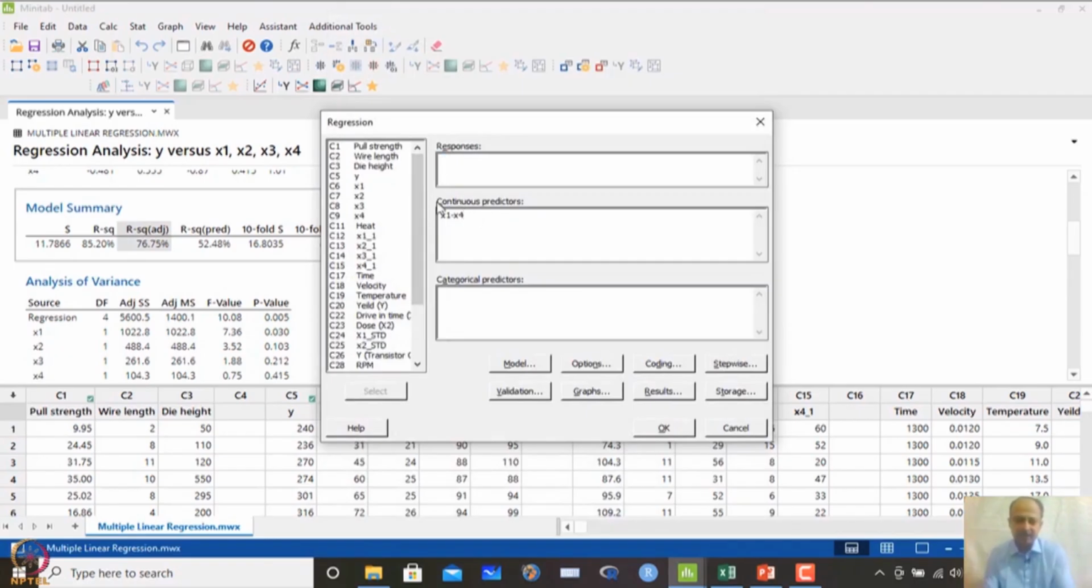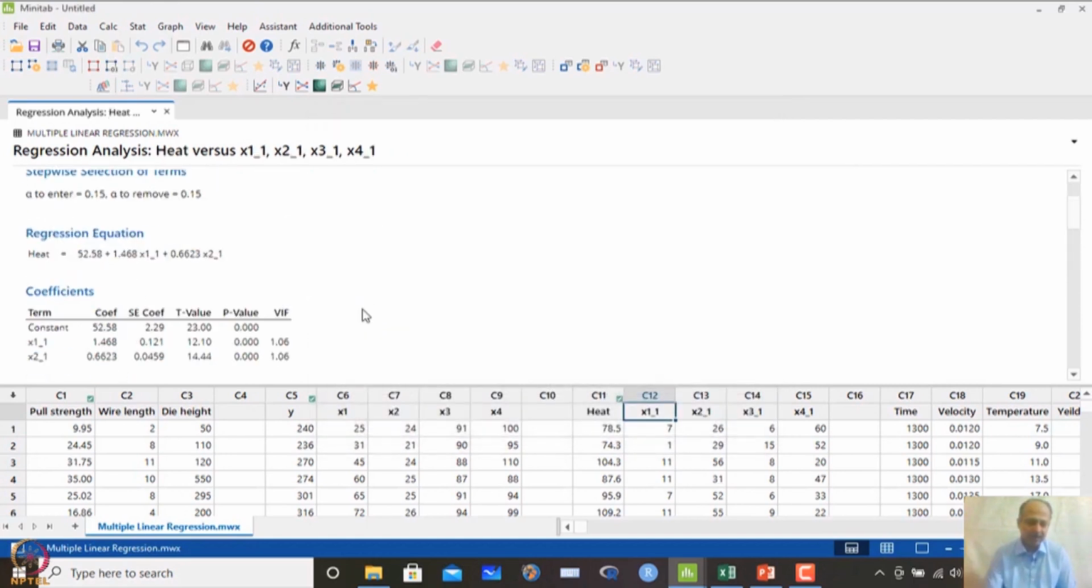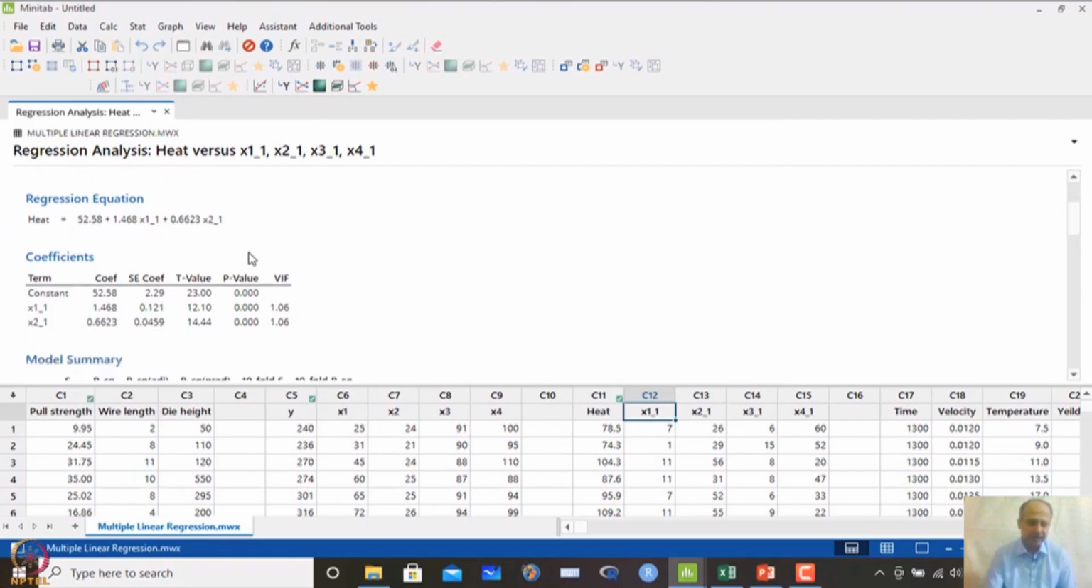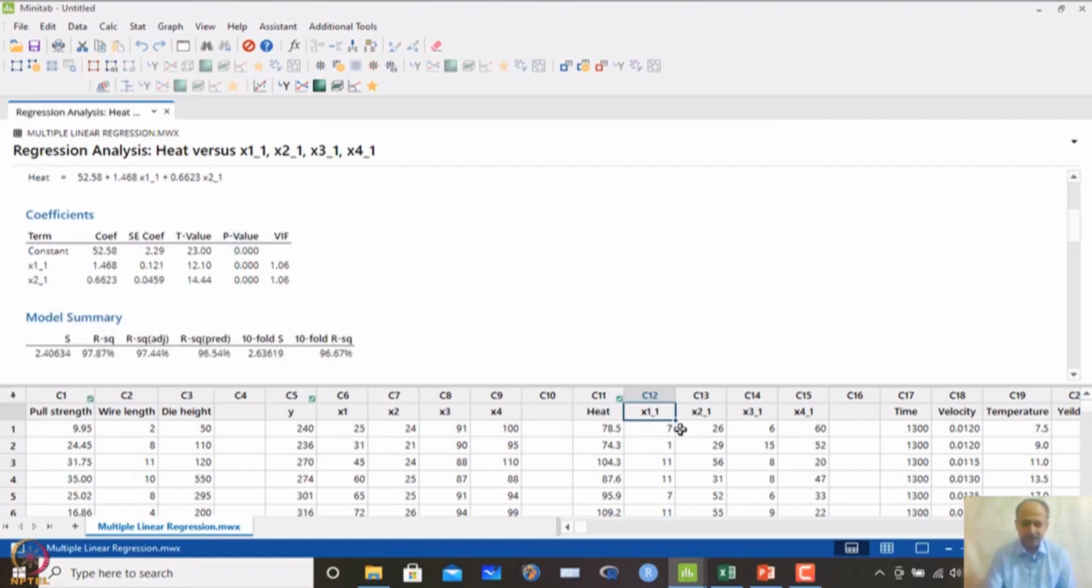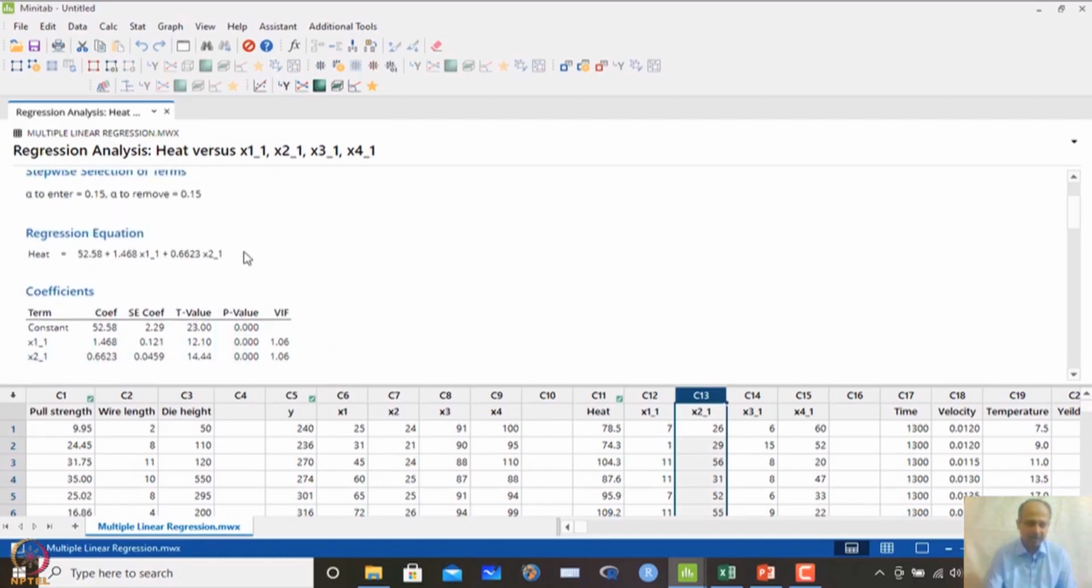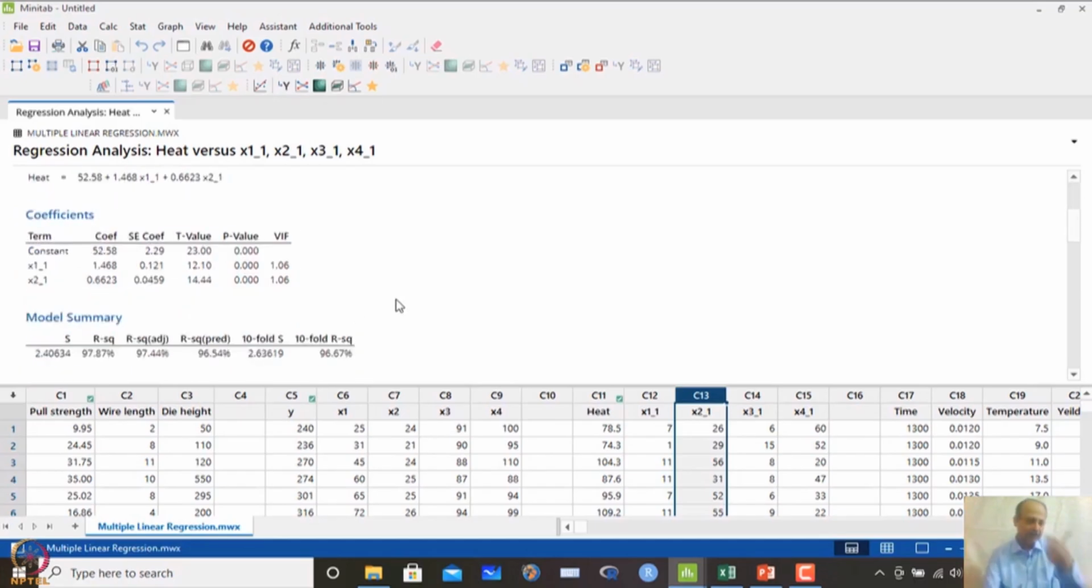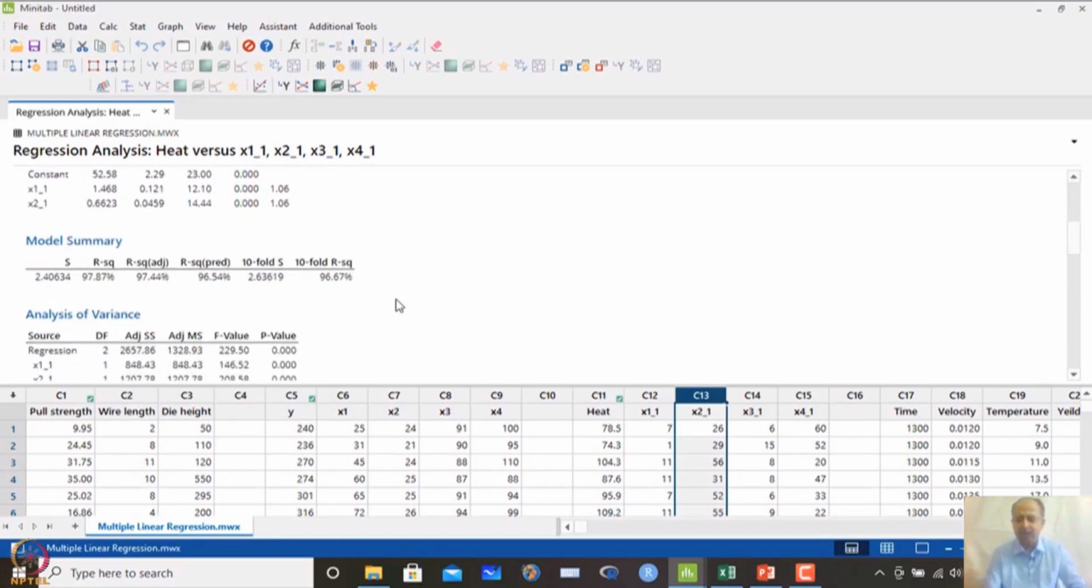If I change these variables over here, let us say heat is the response and we go for x1 to x4, and I click OK, it will suggest which variables are to be taken. You see that it has considered only the first variable and the second variable. So, there is certainly some other problem that exists, but x1 and x2 are prominent. So, these two variables are included over here. We do not want to include all variables.